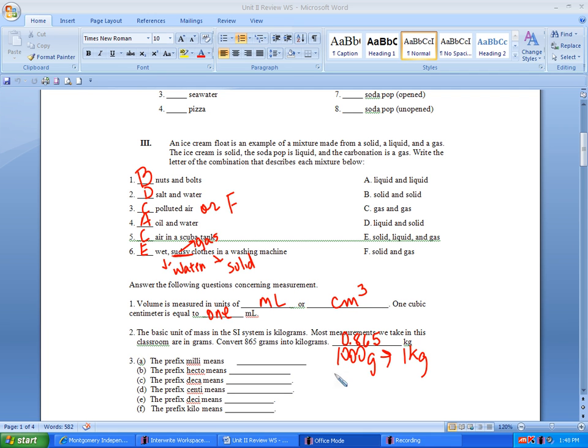0.865 kilograms. Milli is 1/1000. That's like a millimeter. There's 1,000 millimeters in a meter. Hecto is 100. Deca is 10. Centi is 1/100th. Centimeter is 1/100th of a meter. Deci is 1/10. And the prefix kilo means 1,000. It takes 1,000 grams to give me a kilogram. I'm going to stop this.